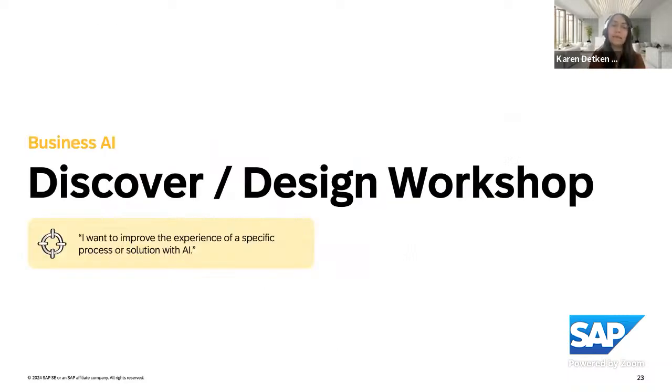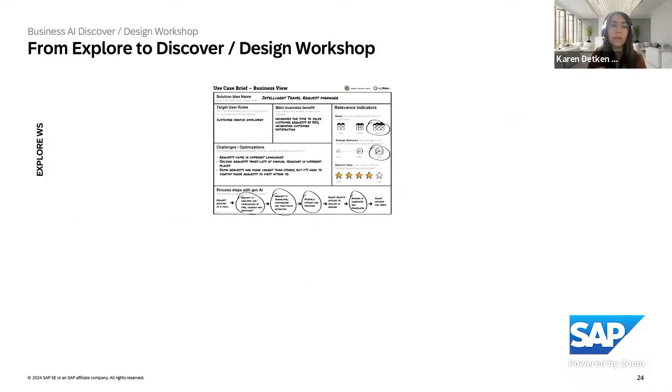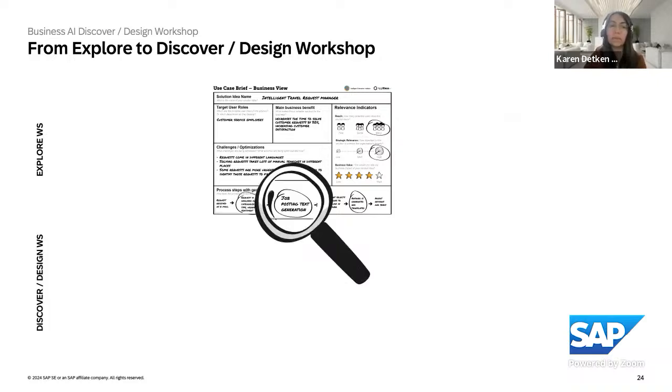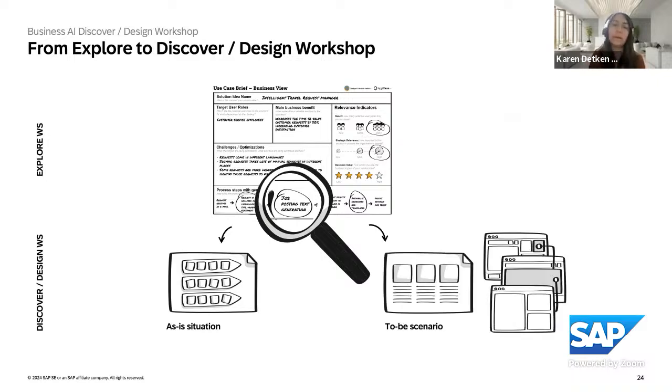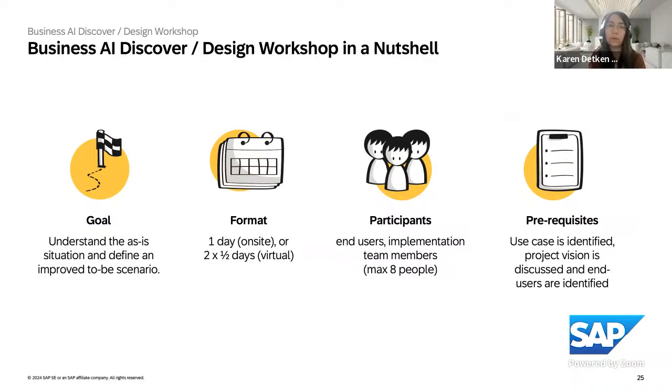One next activity would be the Discover Design workshop. So if you already have your use case described, if you already know what you want to achieve, then we do a Discover Design workshop. And here we look at the use case and we, together with end users, so here we try to have end users in the workshop as much as possible, we analyze the as-is situation. So we map the current process and we define a to-be scenario for the solution, how it would work with artificial intelligence capabilities. The format of this workshop is also 1 day, or 2 half days virtual.